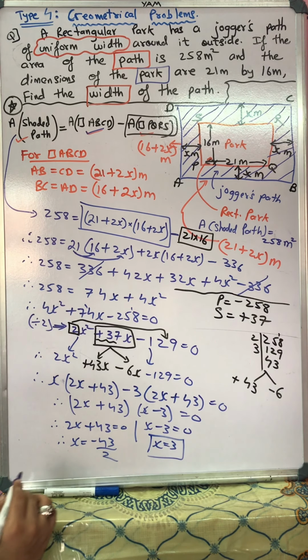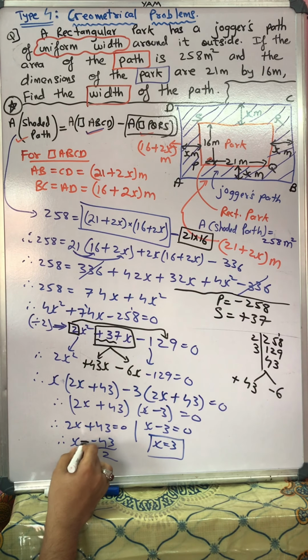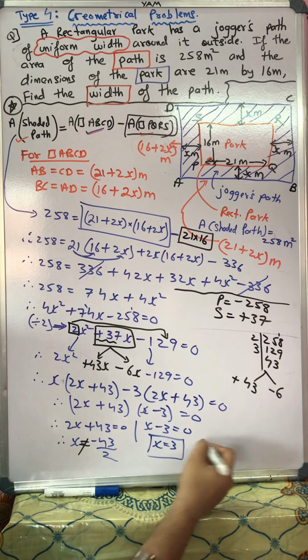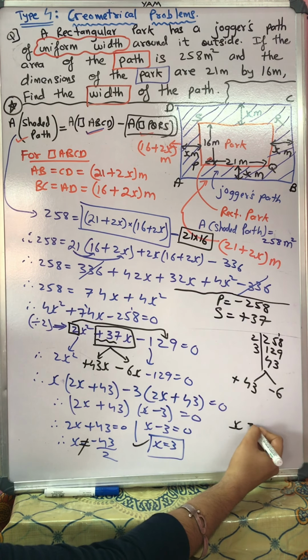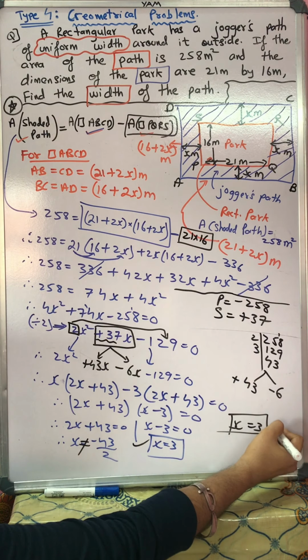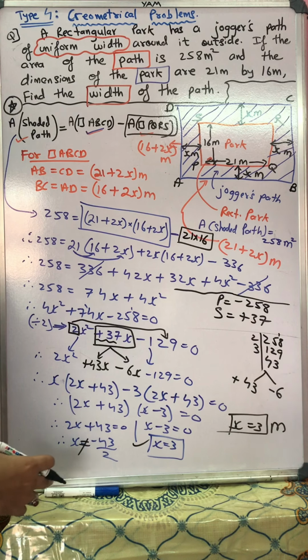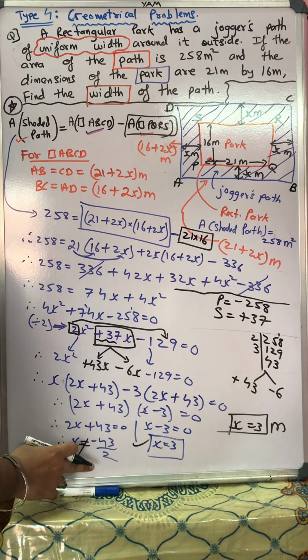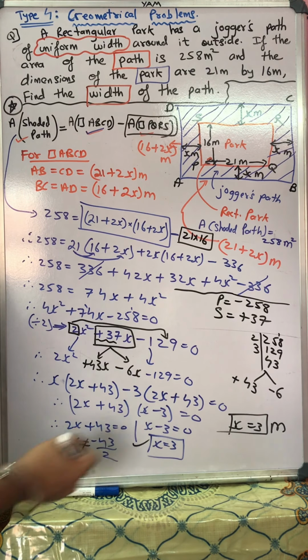So students, can we say the width of the footpath or the width of the jogger's path cannot be negative? Yes. So x is not equal to minus 43 upon 2, and we'll take x is equal to 3 as correct. So therefore the width of the path is 3 meters. I don't have space, students, but you have to write the width cannot be negative, so this is not acceptable, and width is equal to x is equal to 3 meters.